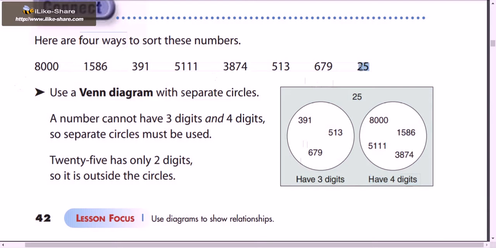Now you're noticing the 25. You're thinking, well, 25 only has 2 digits. It doesn't have 3 digits and it doesn't have 4 digits. So where does it go? It actually goes on the outside of the circles right here. This is telling me that it doesn't belong here, it doesn't belong here, it belongs somewhere else.